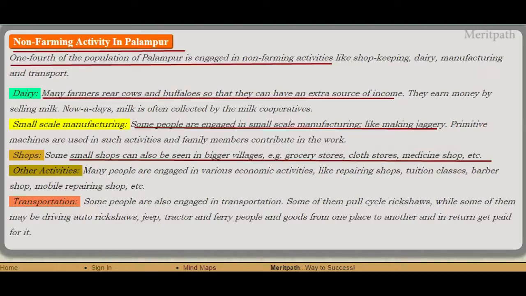Shops. Small shops can be seen in big villages, like grocery stores, cloth stores, medicine shops, etc. Other activities. People are also engaged in various economic activities like repair shops, tuition classes, barber shops, mobile repair shops, etc. Transportation. People are also engaged in transportation. Some of them pull cycle rickshaws, some may be driving auto rickshaws, jeeps, or tractors.